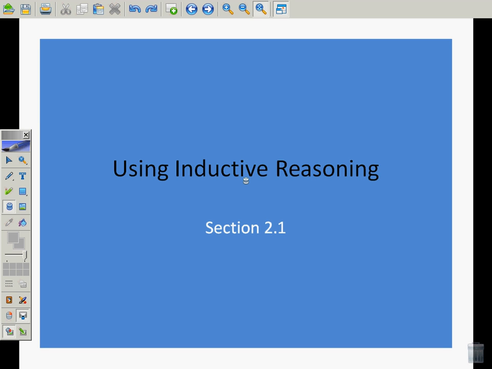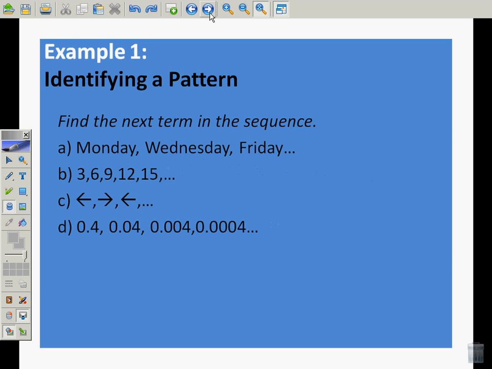Okay, we're going to talk about using inductive reasoning today. Inductive reasoning is making a guess and checking it. And so all of these examples are going to lead up to us finally talking about using inductive reasoning to find patterns and to verify conjectures. If we look at these 4 patterns here, you can probably do these on your own, but I'm going to step through the process of making these conjectures, okay?